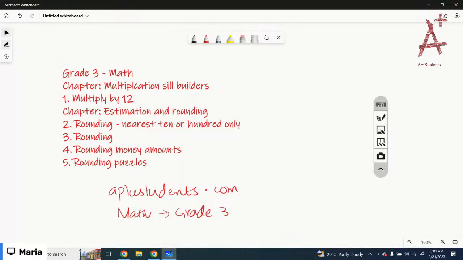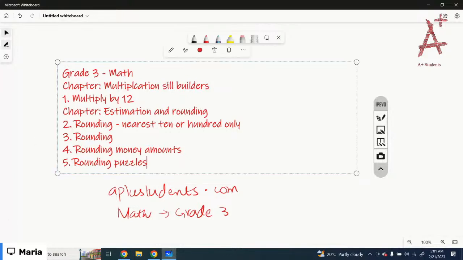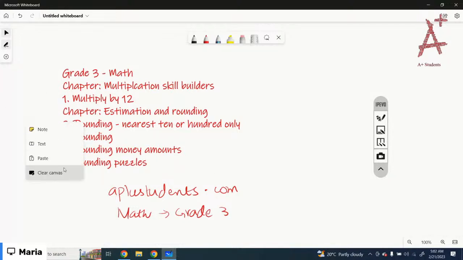We're going to start with the chapter multiplication skill builders. And the lesson we're going to cover today from the chapter is multiply by 12. Then we'll start the new chapter, that is estimation and rounding. And the lessons we're going to cover today are rounding nearest 10 or 100 only, rounding money amounts, and then rounding puzzles. So let's just start with the first lesson, that is multiply by 12.